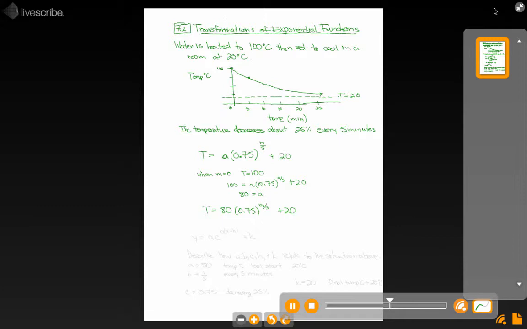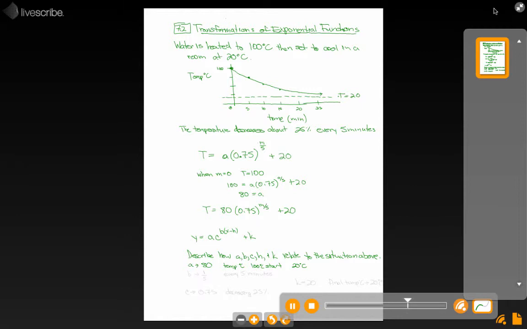Basically what we're going to be asked here is, describe how in the generalized equation of an exponential, y equals a times c to the b(x minus h) plus k, the a, b, c, h, and k relate to the situation above. In this case, the a, which was 80, is the temperature difference between the 100 degrees that it started with and the 20 degrees it falls to. To fall 80 degrees to 20 degrees, so that's where the 80 comes from.